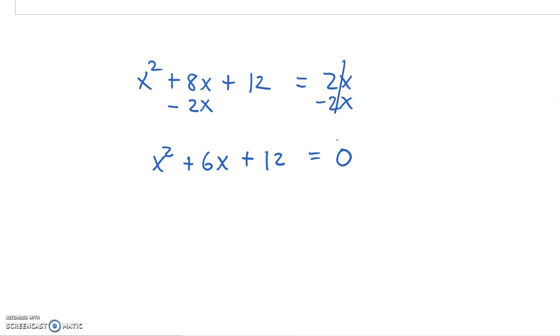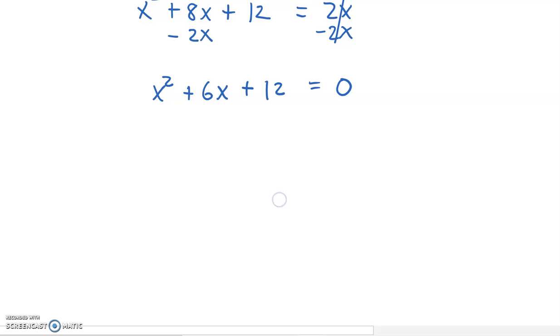I think this is a good one for completing the square because our a term is 1 and our b term is even. So we're going to solve it by completing the square. We're going to subtract 12 first. So that gives me x squared plus 6x equals negative 12. Now we're going to add in, let me erase this and make some space. Okay, so I'm going to write plus blank equals negative 12 because we're going to complete the square.